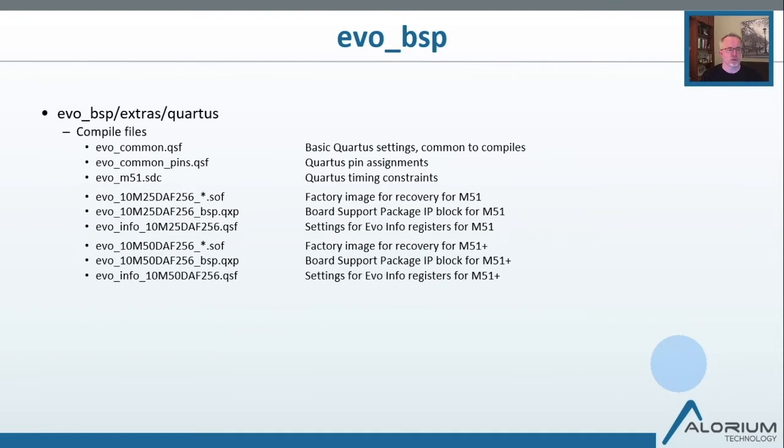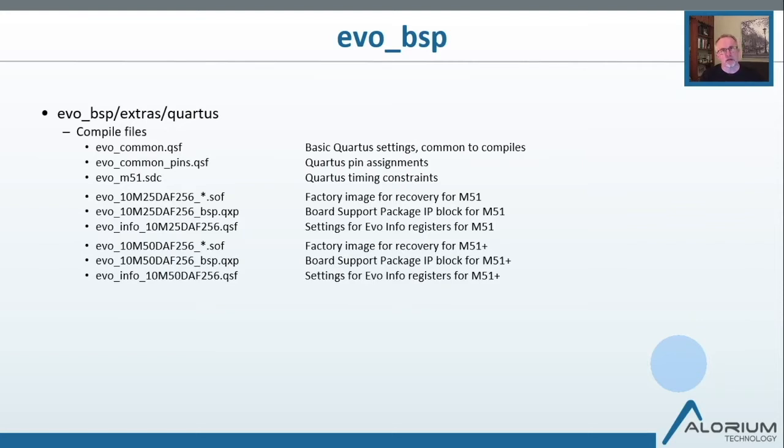In the EvoBSP, we have files needed for compilation in the Quartus directory. The evocommon.qsf is our master QSF file, and it controls the compilation process. The evocommon_pins is the pin assignments for the design, and the Evo M51 SDC are the timing constraints for our design. Then we have 2 sets of 3 files, one for the M25 size FPGA and one for the M50 size. The first is a .sof file, which is what we call our factory image.